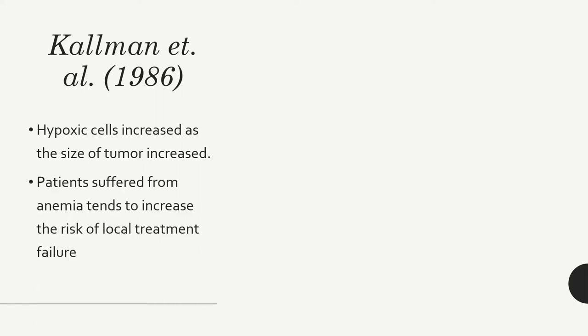According to Kalman et al., they observed that the number of hypoxic cells increases as the size of the tumor increases. Besides that, they also observed that patients who suffer from anemia tend to have an increased risk of local treatment failure. This is because for cancer patients with anemia, it is harder for their body to transport oxygen to the tumor, and hence this causes a lower reoxygenation rate compared to normal cancer patients.